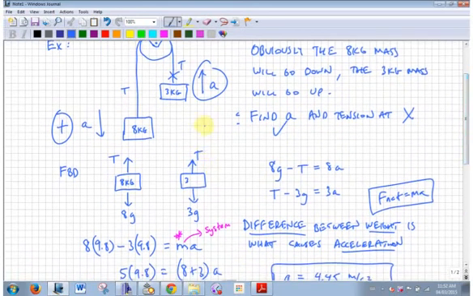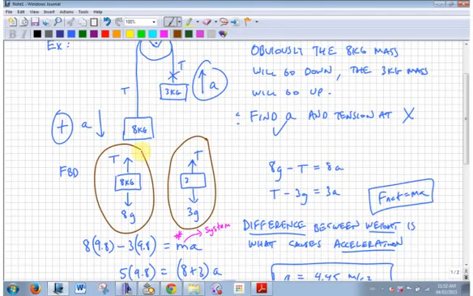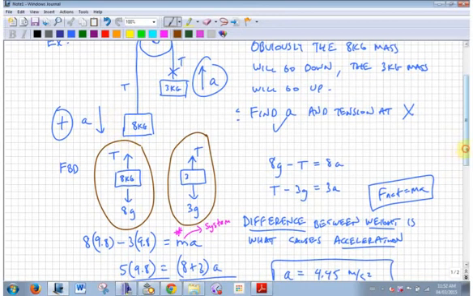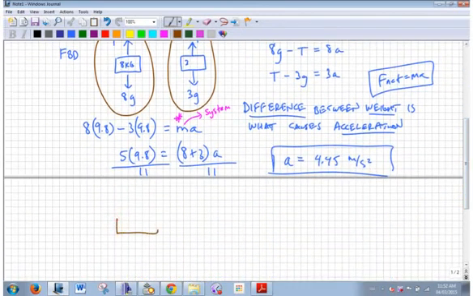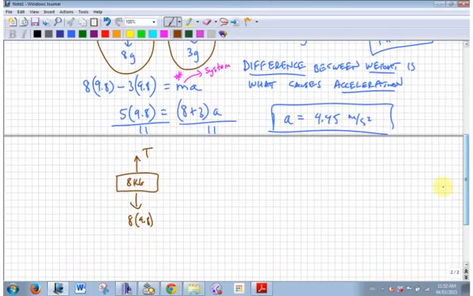How do I find the tension in the rope? I need to analyze one of these guys. Either that one or that one. It doesn't matter which one. Okay, maybe this one, because it's going in that direction, is easier to do. So let's look at this again. That's 8 kilograms. That's 8 times 9.8 that way. That's the tension up. Okay, which way does this go? Yeah, I know it goes that way, which means this is bigger than that.